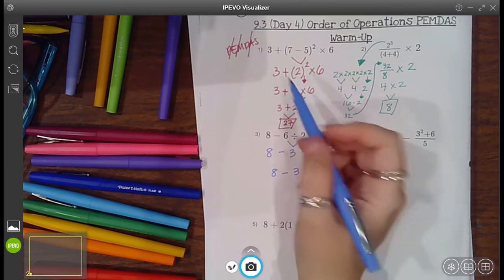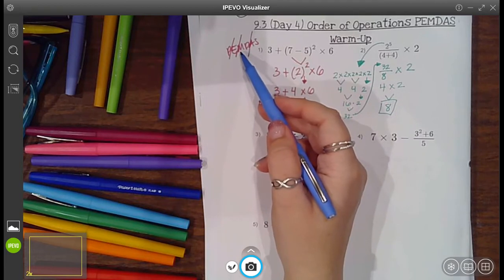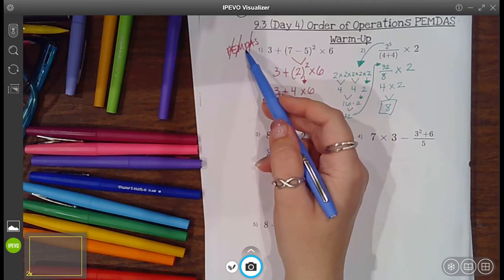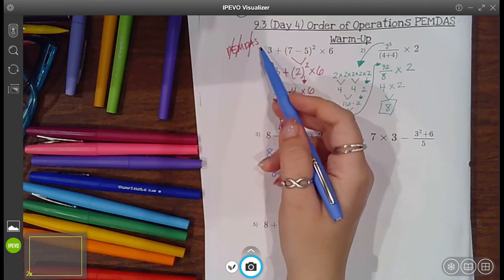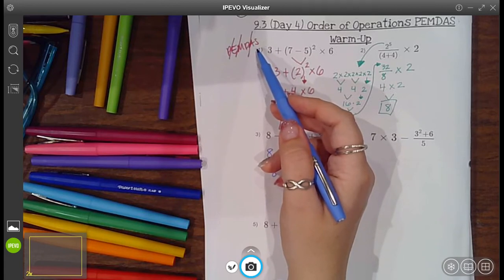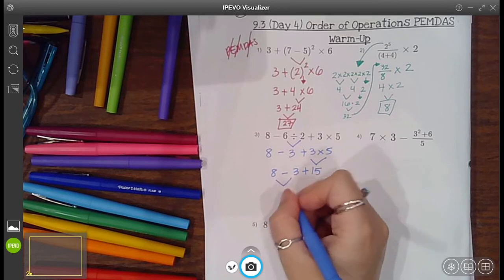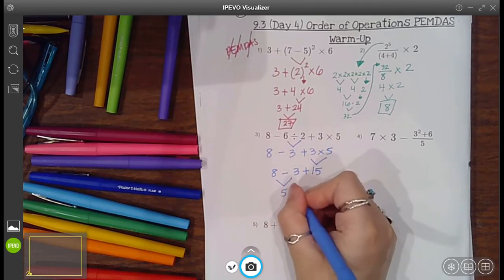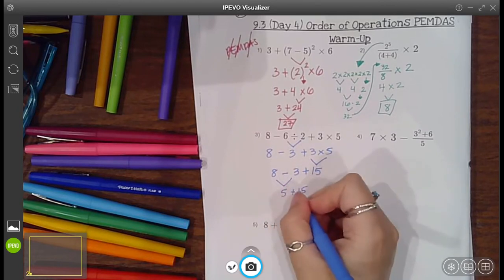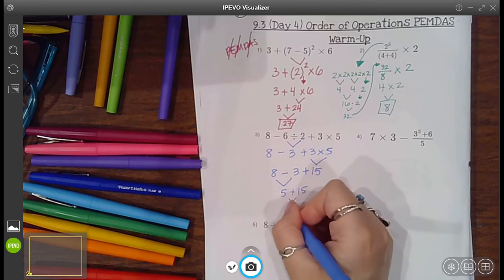And just like when we were multiplying or dividing, multiplying doesn't always necessarily come before dividing. It's whatever comes first. Same thing with addition and subtraction. Okay, whatever comes first. So this subtraction came first. So 8 minus 3 is 5. Bring down the plus, 15. And 5 plus 15 is 20.